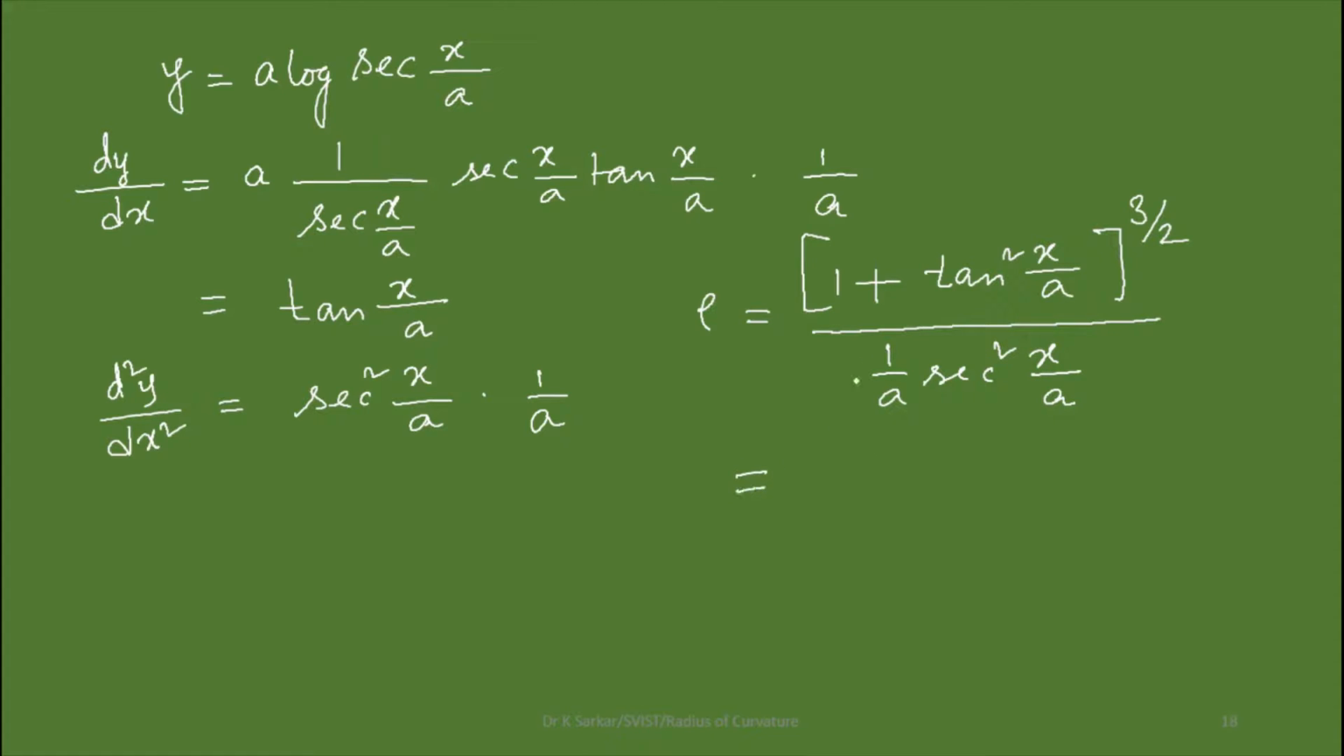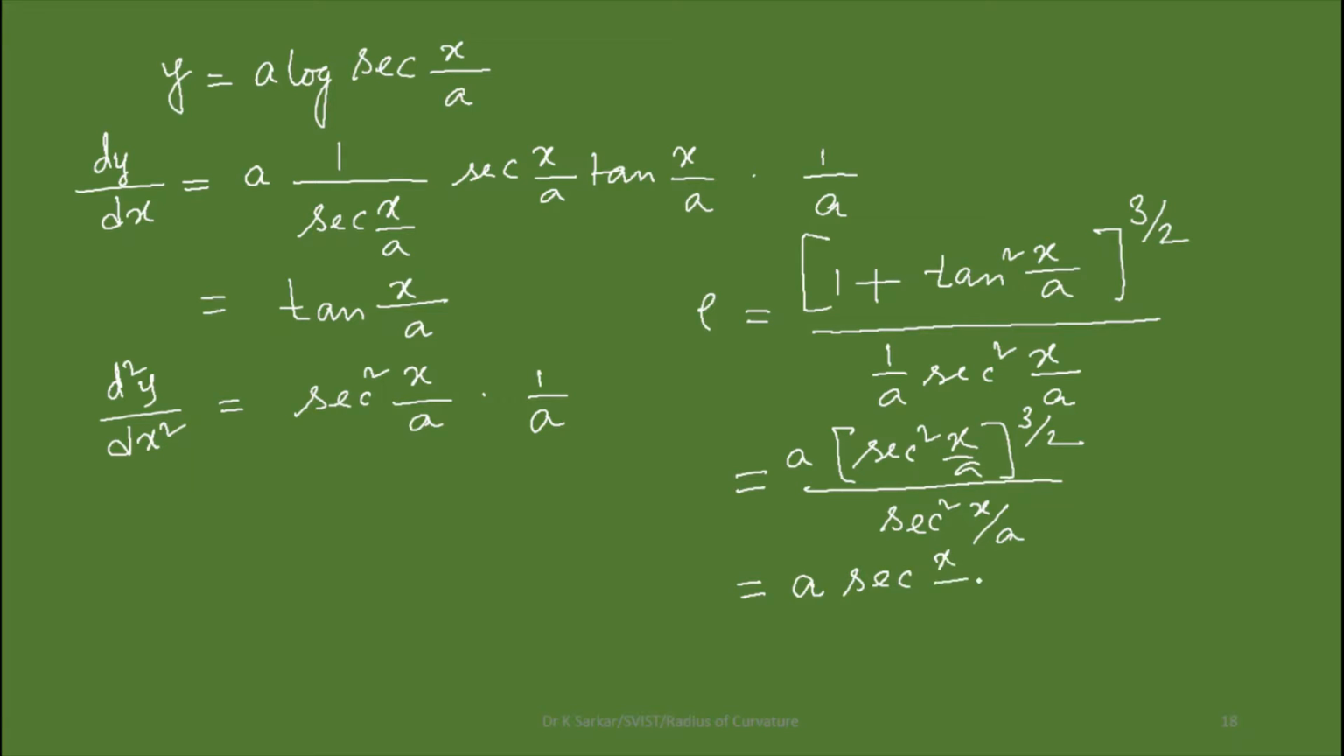Now we know the trigonometrical identity. From that we can write it as (sec square(x/a)) power 3 by 2, and this a will come in front, and below it is sec square(x/a). Here the square and that 2 will be cancelled. Remaining term is sec cube(x/a), and in the denominator it is sec square(x/a). So one sec(x/a) will be the remaining term, and rho is a sec(x/a).